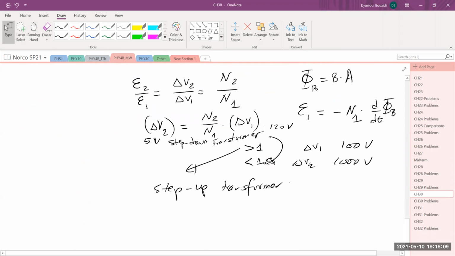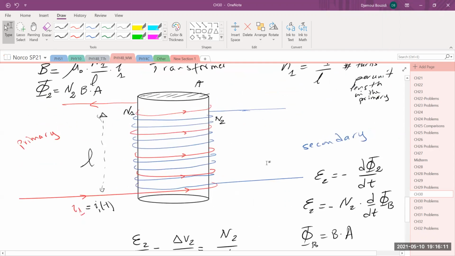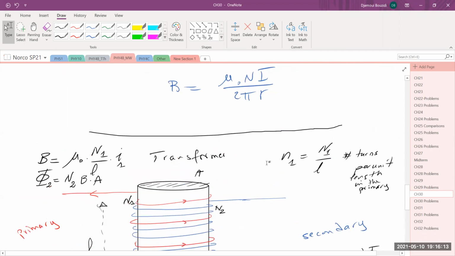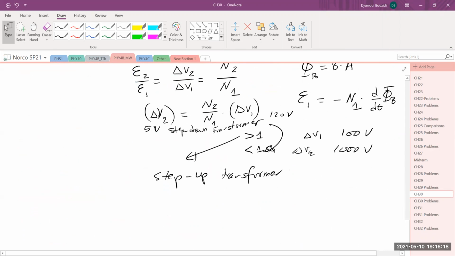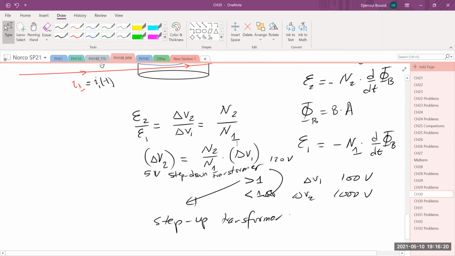So that is basically, in a nutshell, the idea of a transformer. You will have some problems on transformers, but that's not really the biggest bulk of this chapter. The biggest bulk of the chapter is still coming. So again, this is a simple relationship between the voltages, and you might be tempted, hey, how about the current? The currents are actually going to be the inverse.